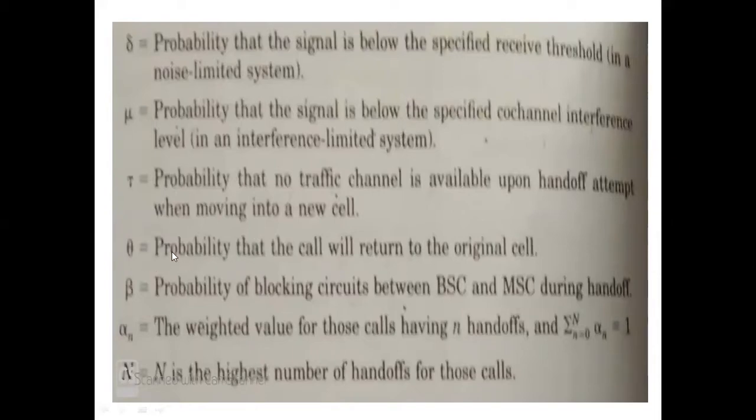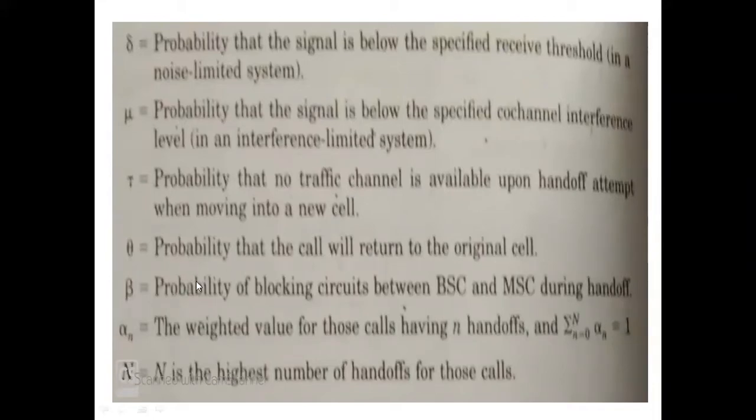And beta is the probability of blocking circuits between MSC and BSC during handoff. Whenever there is a handoff, there are some blocking circuits between the BSC and MSC, that is base station and MSC. We have some blocking circuits during the handoff, and the probability of those blocking circuits will be calculated by the beta.